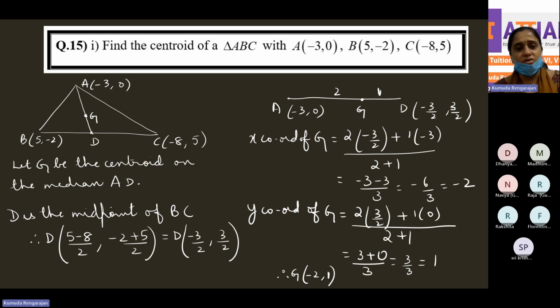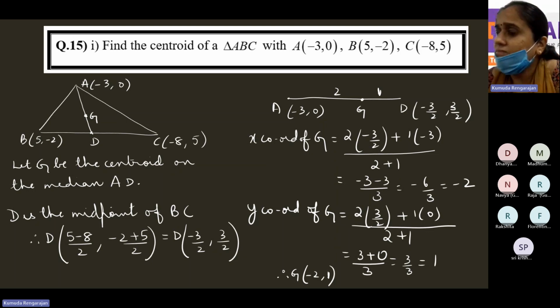The x coordinate of G. AG is 2 parts. So 2 into -3/2 plus 1 into -3, by 2 plus 1. The 2 cancels, -3 minus 3, -6 by 3, which is -2. Okay. So the y coordinate is 2 into 3/2 plus 1 into 0, by 2 plus 1, the 3 cancels, 3. No, I don't find any mistake in the working.